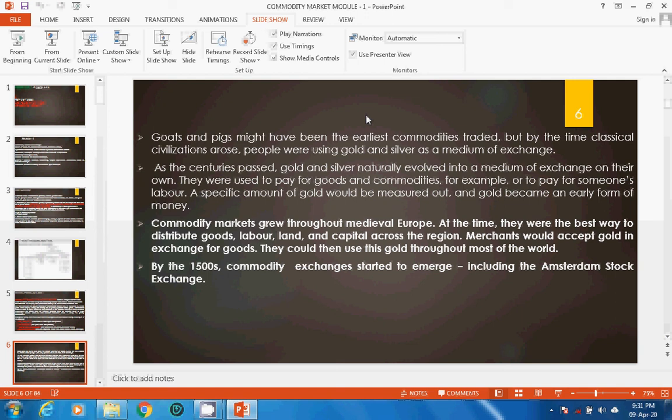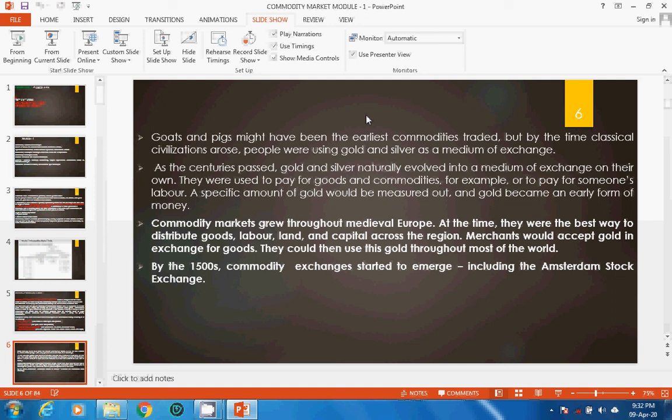Commodity markets grew throughout medieval Europe. At this time, they were the best way to distribute goods, labor, land, and capital across the region. Merchants would accept gold in exchange for goods. They could then use this gold throughout most of the world.